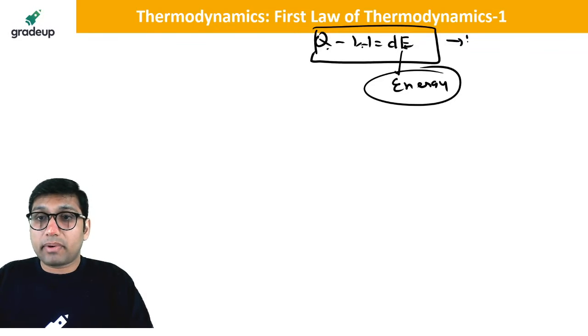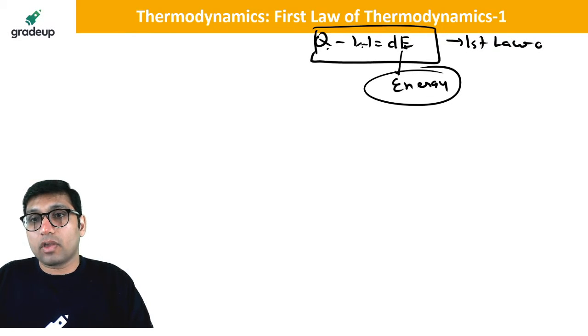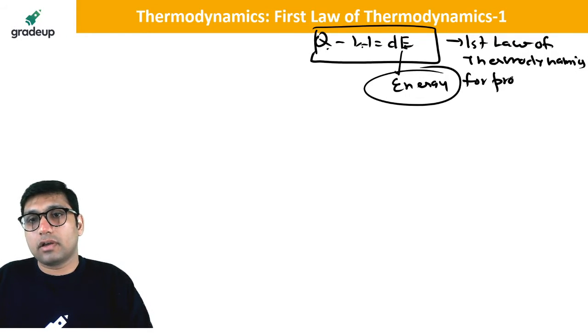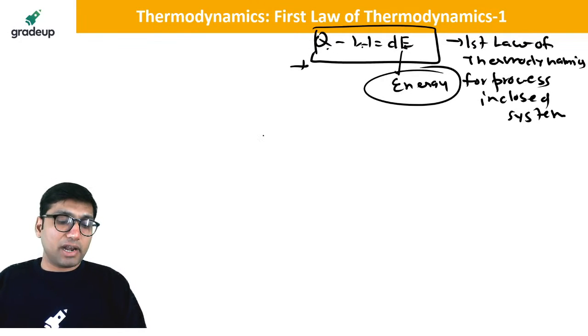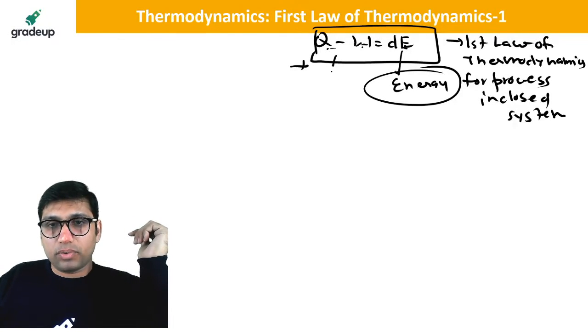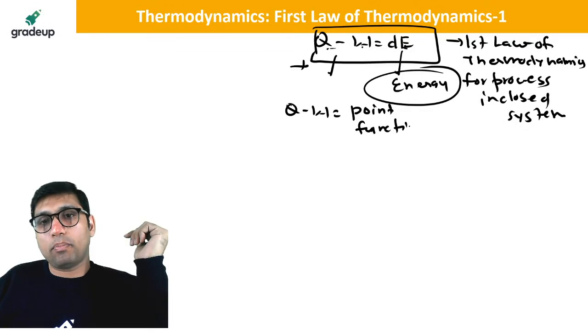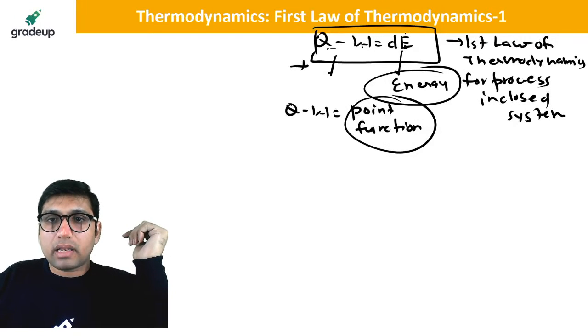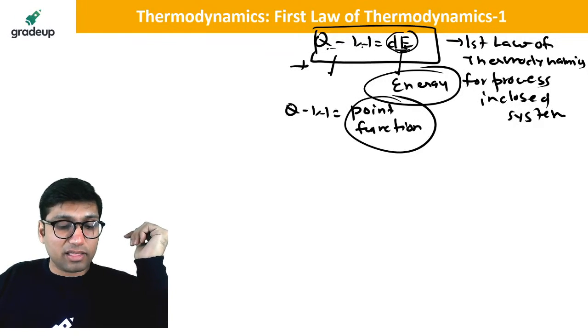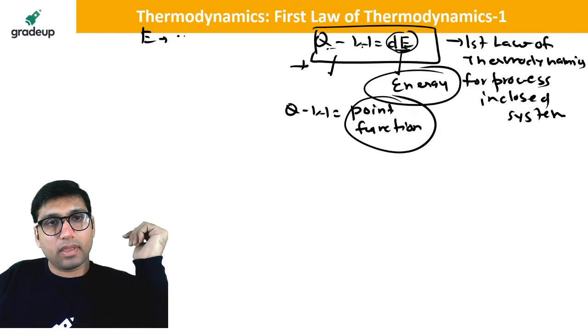So this is the first law of thermodynamics for a process in a closed system. Now this is the final relation you get, and this Q minus W will be called a point function. Why? It is a point function because Q minus W you are getting as the change in energy. Why? Energy is a point function.